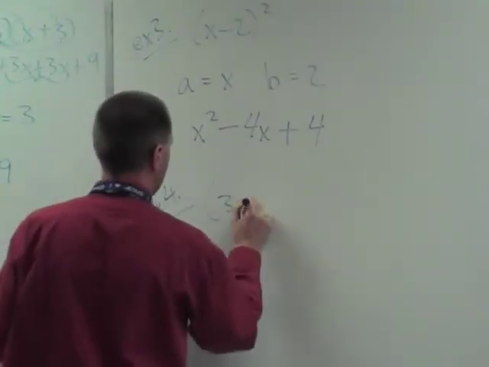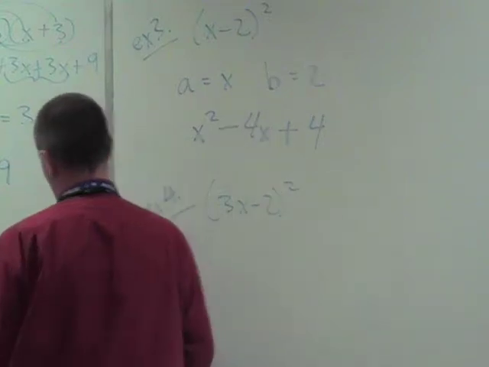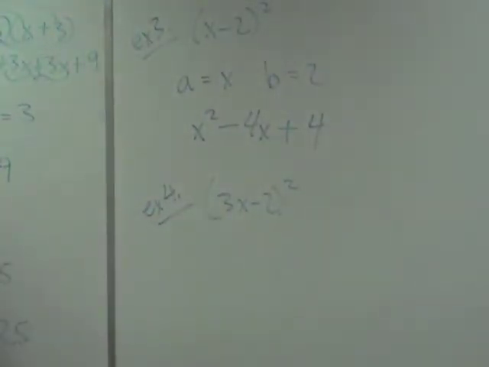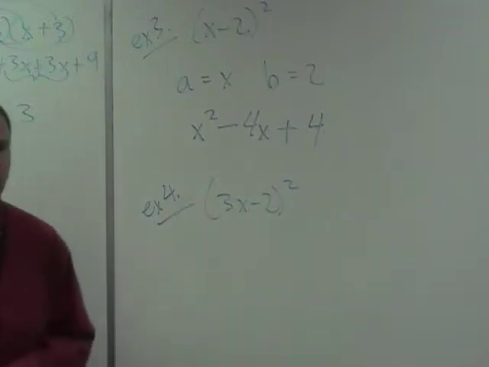Example 4. Quantity 3x minus 2 quantity squared. So 3x minus 2 times 3x minus 2. Everybody figure that out.